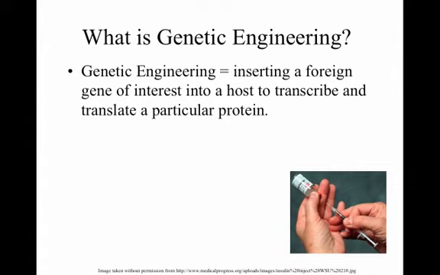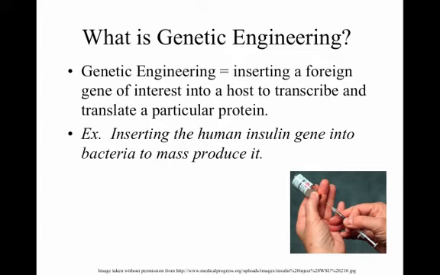But in the early 1980s was when they figured out that they could actually take the gene for insulin from a human cell, put it into a bacteria, and then use that bacteria to do the processes of transcription and translation to create human insulin. So what we're going to talk about today is how do they do that? What are the different parts of the process and the tools involved?